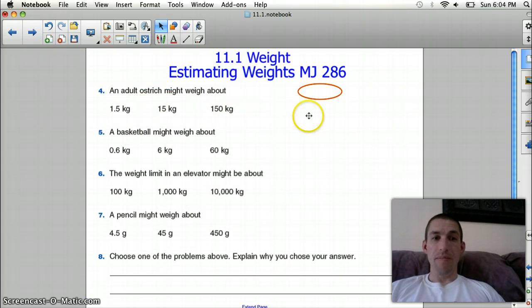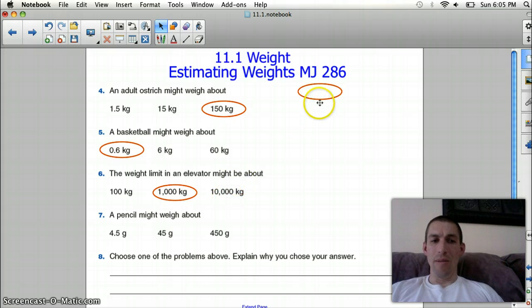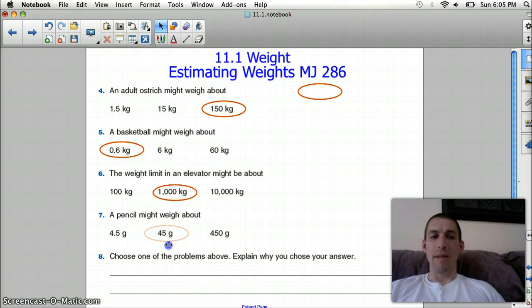Moving on. Okay, you try these. An ostrich, I think, would weigh probably about that. A basketball, probably there, because it's full of air. The limit on an elevator, I would think about 1,000 kilograms. 10,000 is a lot of weight. And a pencil, I have to think how many nickels it would be. I would say probably about 4 nickels. It seems pretty light, but I think that's probably it.